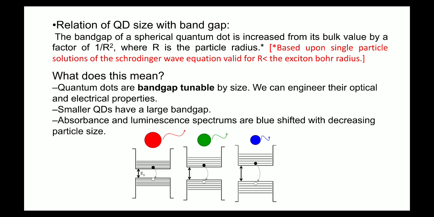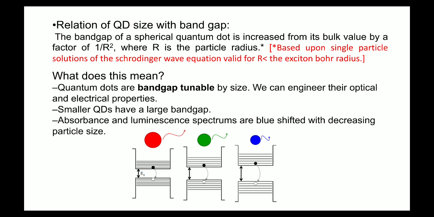Of course, it has a special condition. It is only possible for a single particle, because it is based upon a single particle solution of the Schrodinger wave equation, and that is valid only for r less than the exciton Bohr radius. As I already told you, the quantum confinement effect is observed only when the size of the nanoparticle is reduced below the exciton Bohr radius. Below that radius, if the size of the particle is reduced, then this effect is observed. Because of this effect, the band gap has increased.